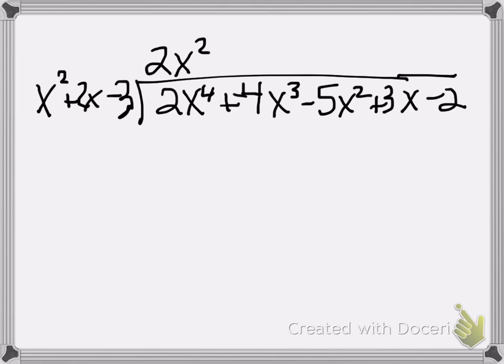And then we distribute. Notice we didn't have to put any placeholders in this one because it descended 4, 3, 2, 1, and then a constant, so you didn't have placeholders this time. Always check that first. 2x squared times x squared is 2x to the 4th. And then 2x squared times 2x is 4x cubed.